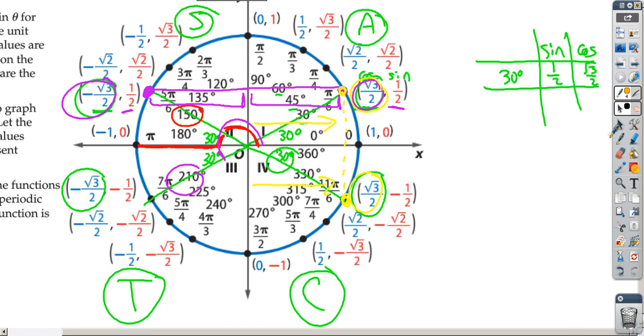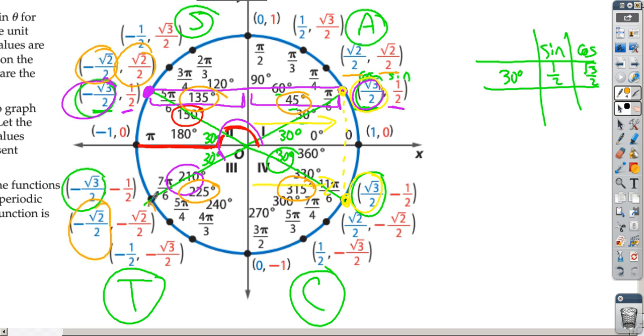So if you know 45, you also know 135, that's 180 minus 45. You know 180 plus 45, that's this one. And you know 360 minus 45, that's this one. Notice again, they're all root 2 over 2. Same thing over here.